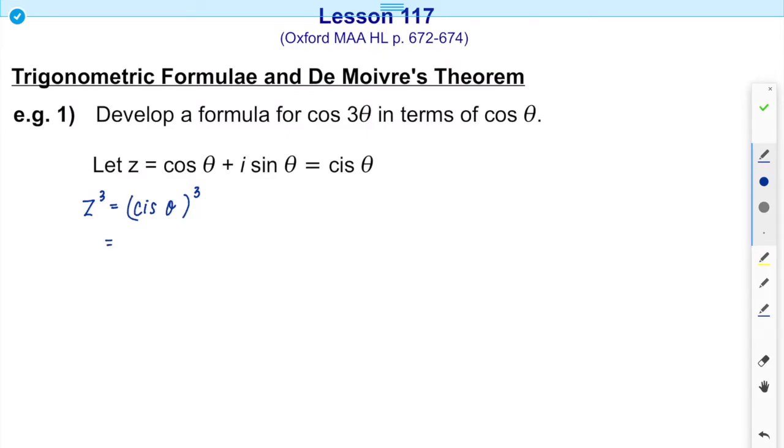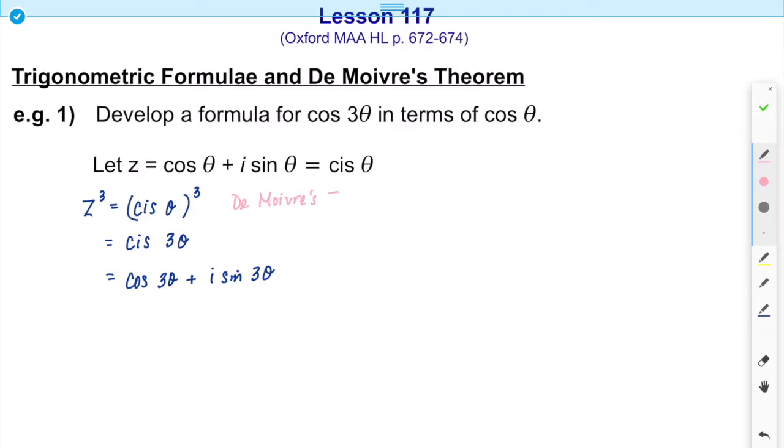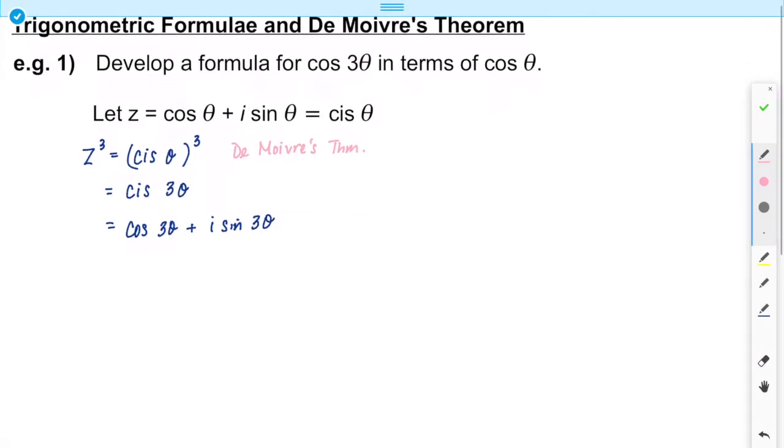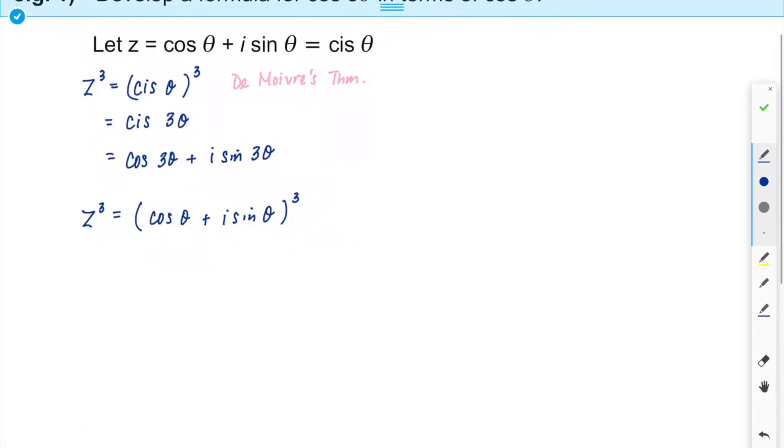If I do this first, this is going to give me cis 3 theta, which is cosine 3 theta plus i sine 3 theta, and this is based on De Moivre's theorem. Then I'm going to do something similar, but this time expand cosine theta plus i sine theta to the power of 3. I'm going to use the binomial theorem to expand this.